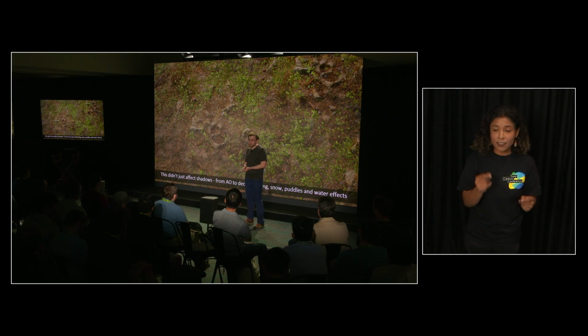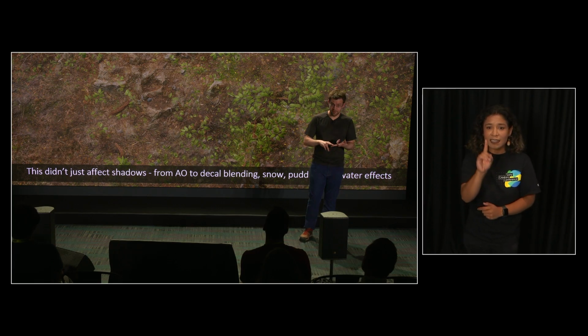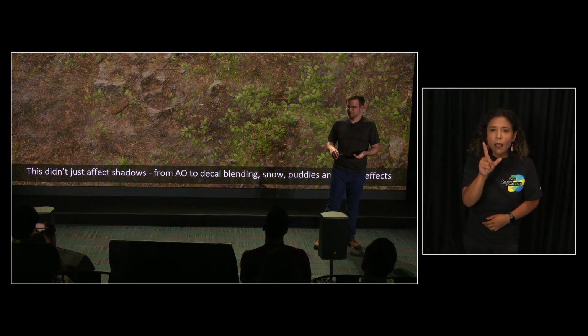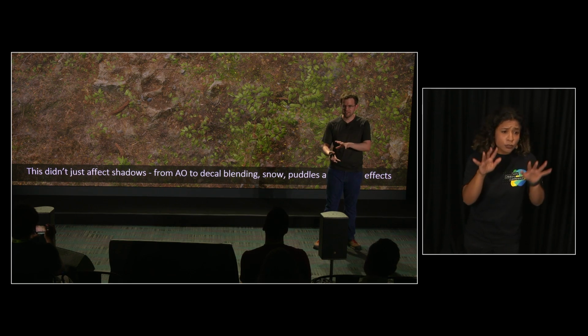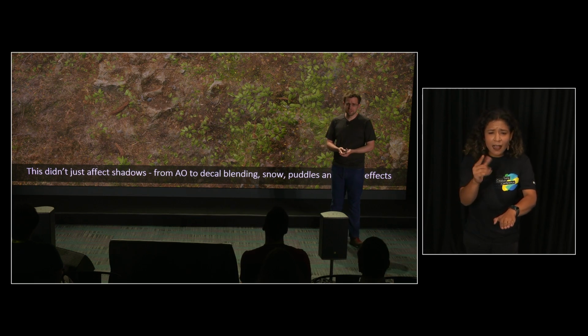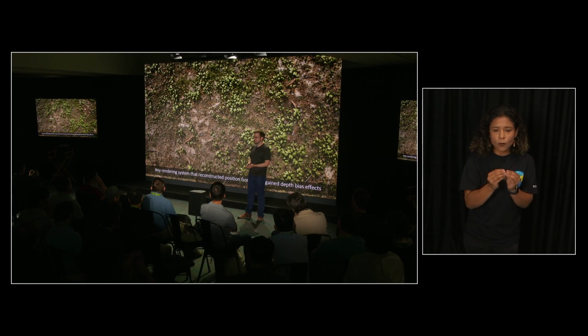And the surprising thing was this didn't just affect shadows. Ambient occlusion, decal blending was a huge one. Puddles, snow, a footstep in our game was just a depth bias decal. That was it. Water effects, all sorts of things, they just magically got these depth bias effects from that term.